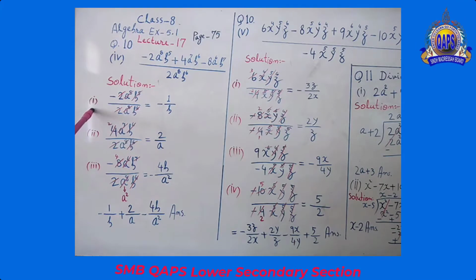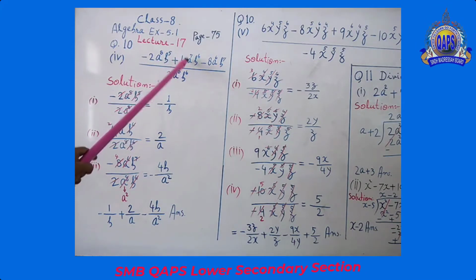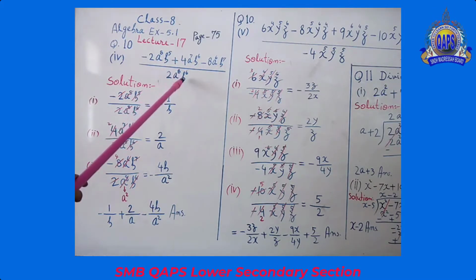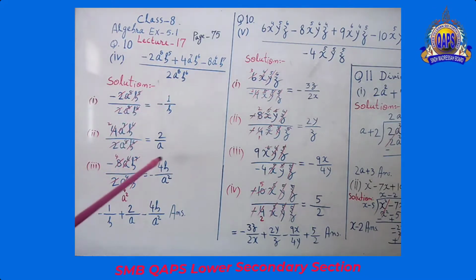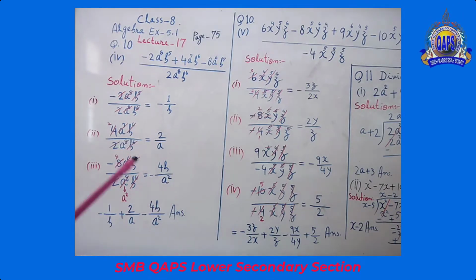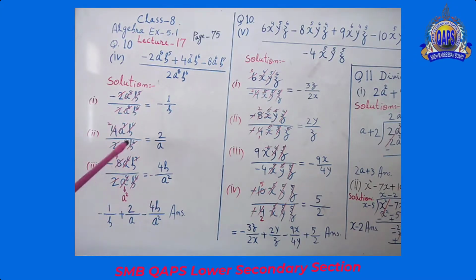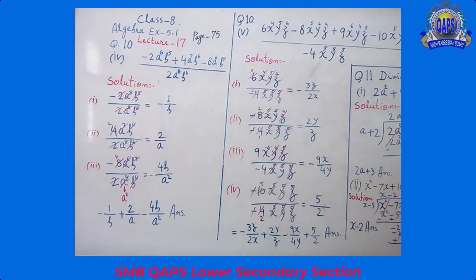Step 1 completed. Step 2, 4a^7b^6 upon 2a^8b^6. Look at the board. 2 fours are 8, so 2. a^7 cancelled, a left. b^6 cancelled. We have 2 upon a.